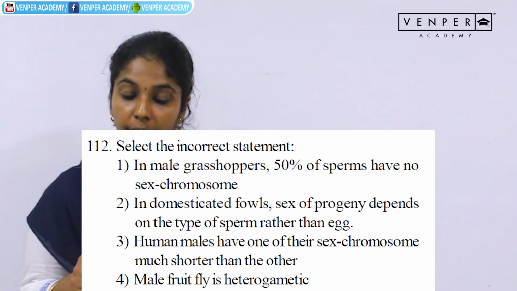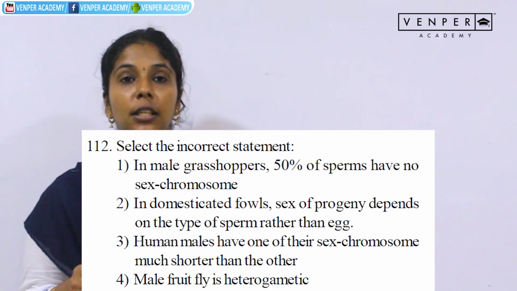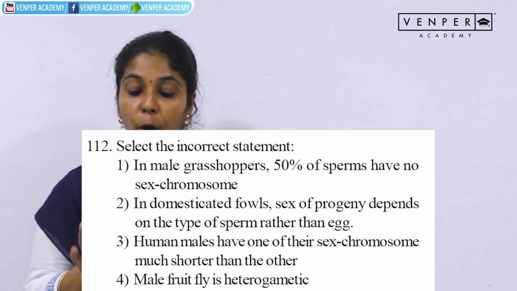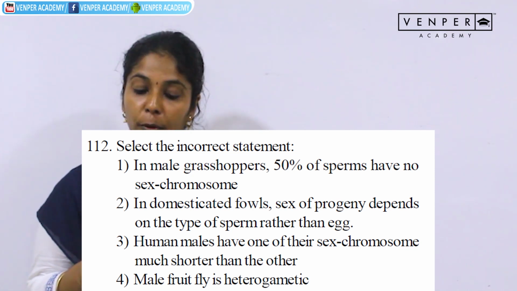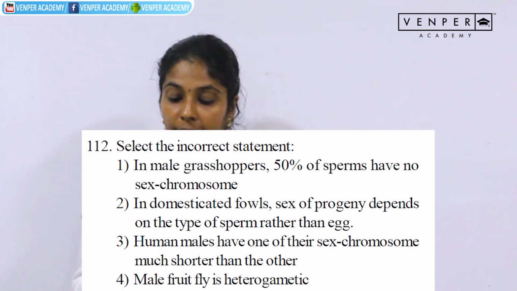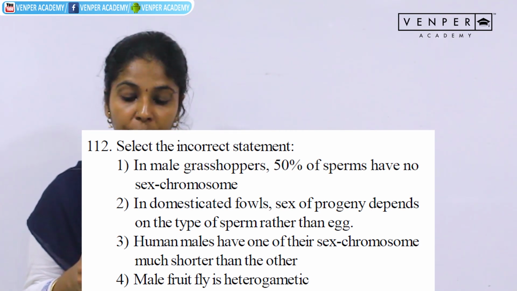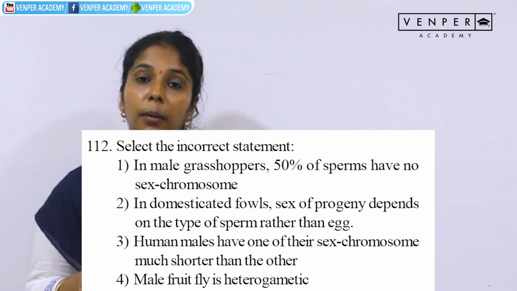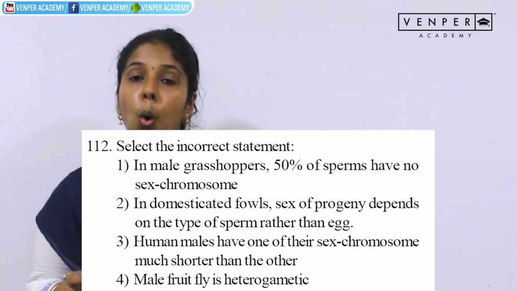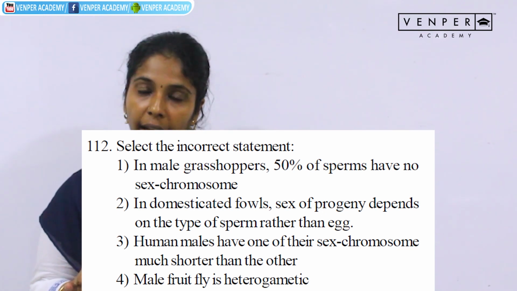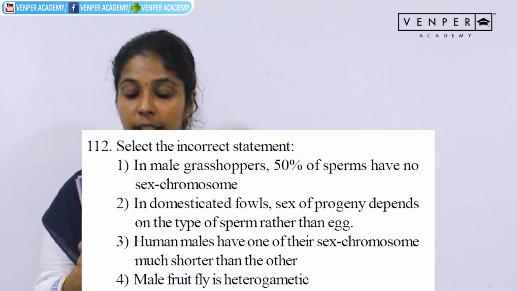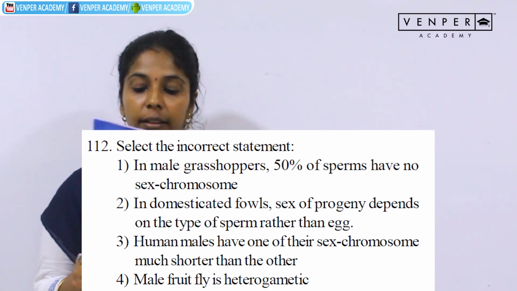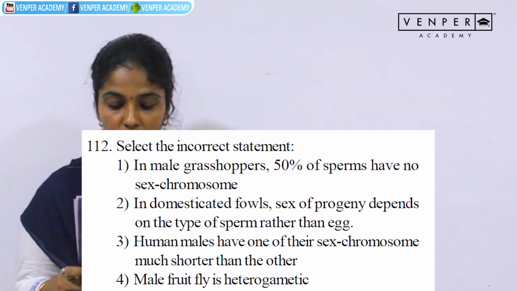The first option is correct, in which male grasshoppers 50% of sperm has no sex chromosome. Second, in domesticated fowls sex of progeny depends on type of sperm rather than egg. This seems to be incorrect. Human males have one of their sex chromosome much shorter than the other. Males have X and Y chromosome. Y chromosome is relatively shorter than X. Male fruit fly is heterogametic. So option 1, 3 and 4 are correct. The incorrect option is option 2.